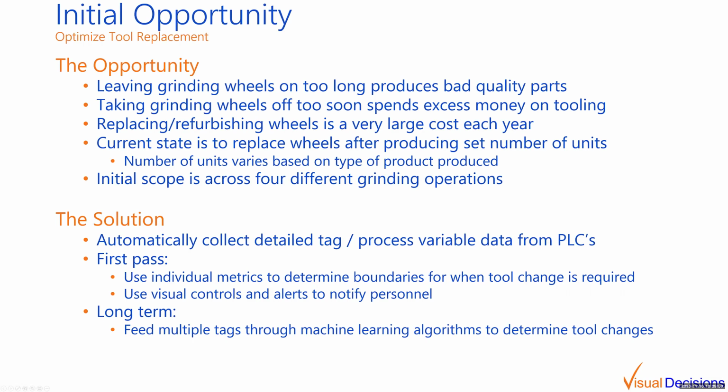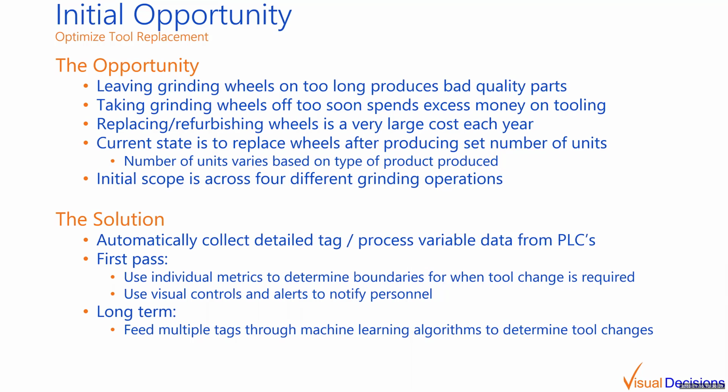So in my example, we had a customer that was doing grinding, and they were using a grinding wheel. And the opportunity was that, if they left the grinding wheels on too long, they would produce bad quality parts. If they took the grinding wheels off too soon, then they're spending too much money on grinding wheels. And so they erred on the side of caution typically. So they would take those grinding wheels off before they would start producing bad parts because they didn't see the quality issues typically for several operations downstream. So they could produce a lot of bad parts before they would see it.